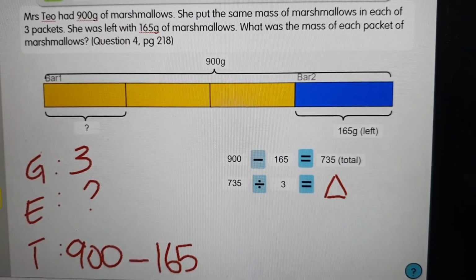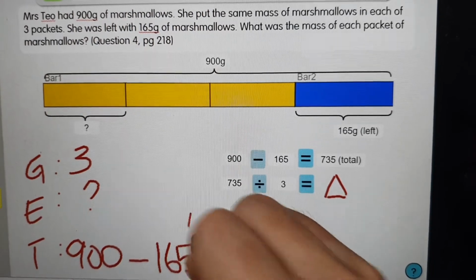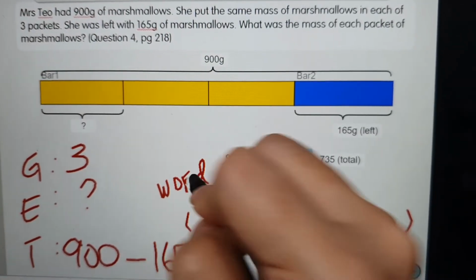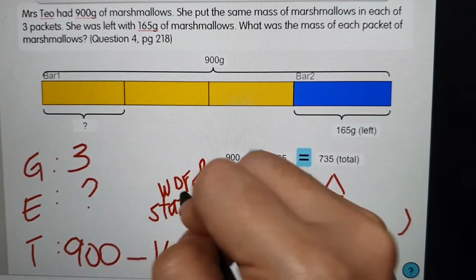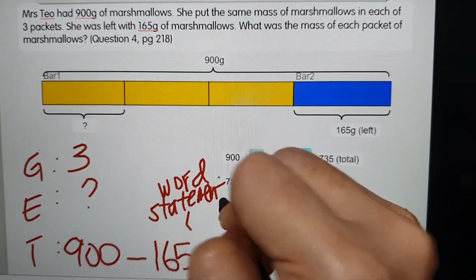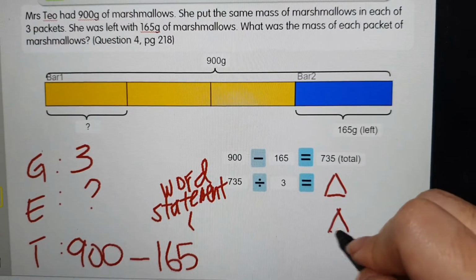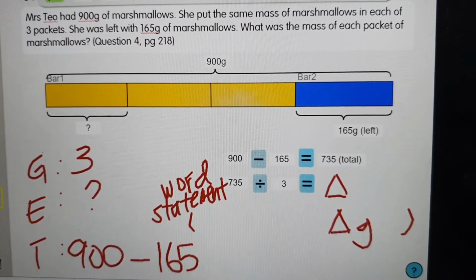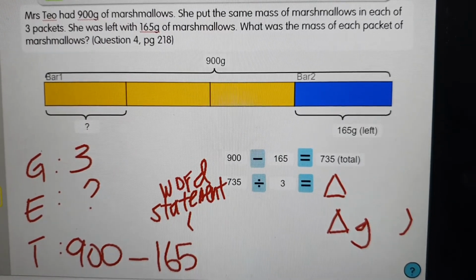Okay, and the next step is you must always remember to write your word statement. And please remember to indicate your units for your mass. In this case, your unit is going to be in grams.